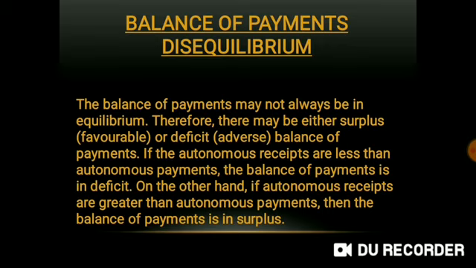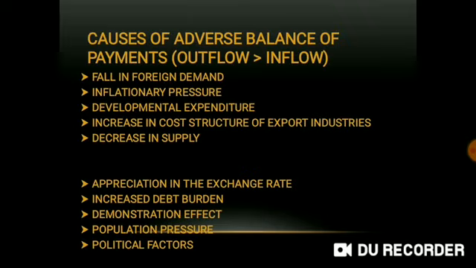On the other hand, if the autonomous receipts are greater than autonomous payments, then the balance of payment is said to be in surplus. Or in simple sense, if the incoming money is more than the outgoing money, then the balance of payment is said to be in surplus. So these are the two disequilibria of balance of payment. Now let us move to the causes of adverse balance of payment.